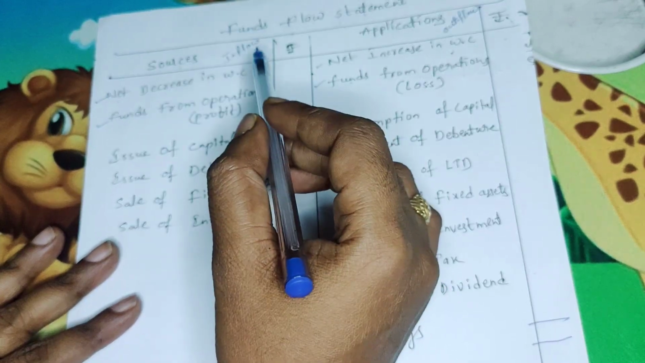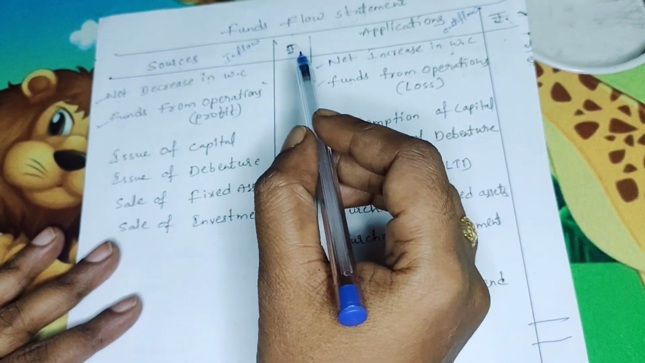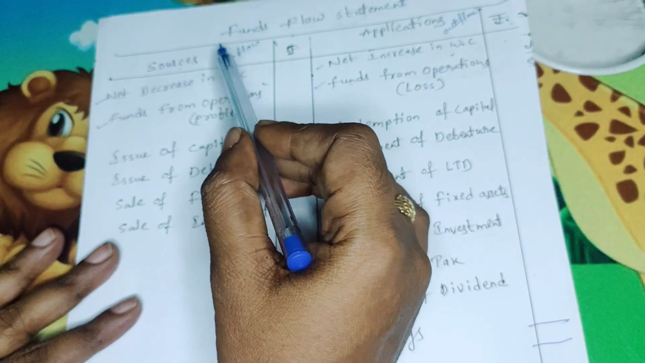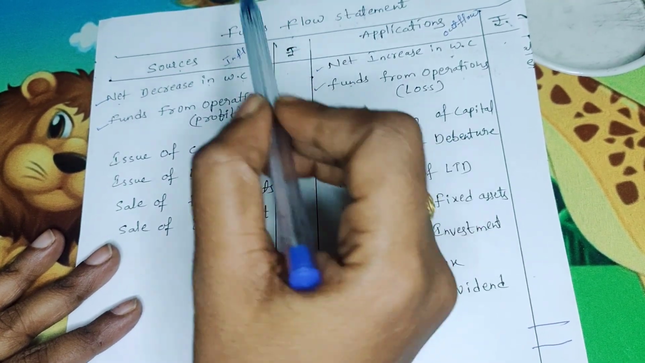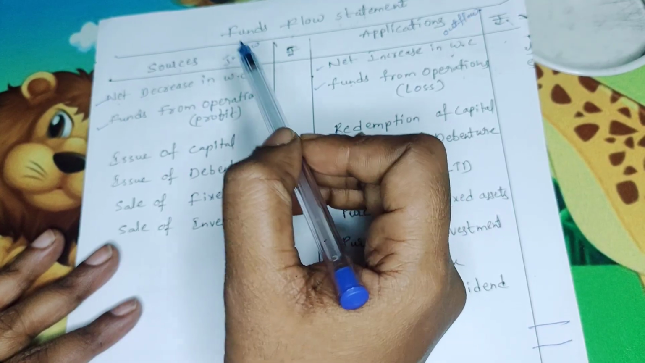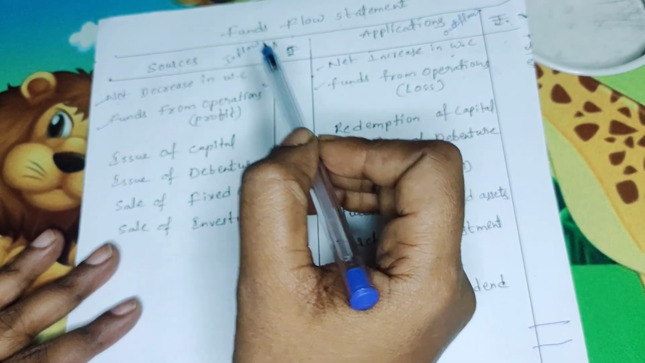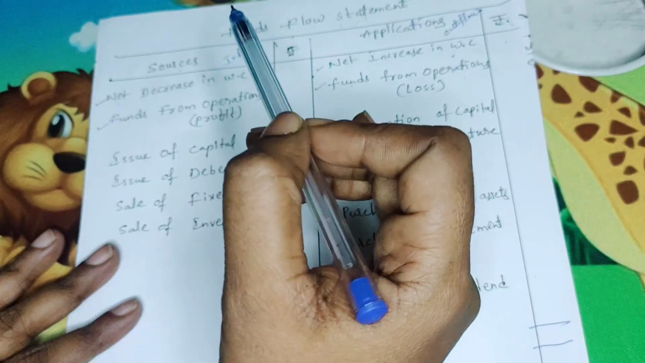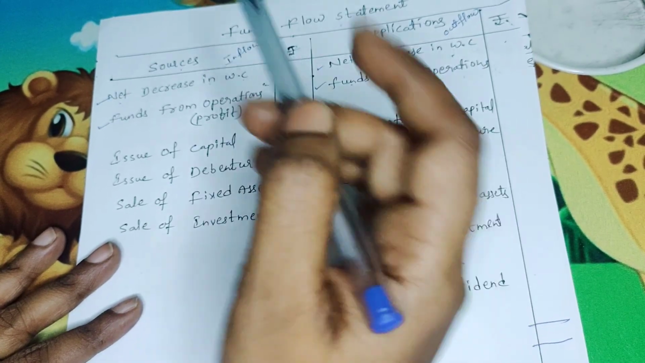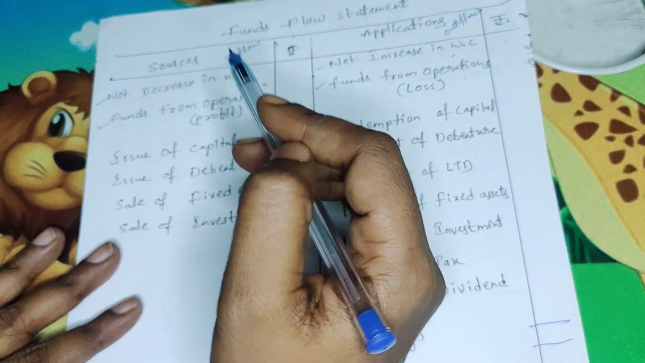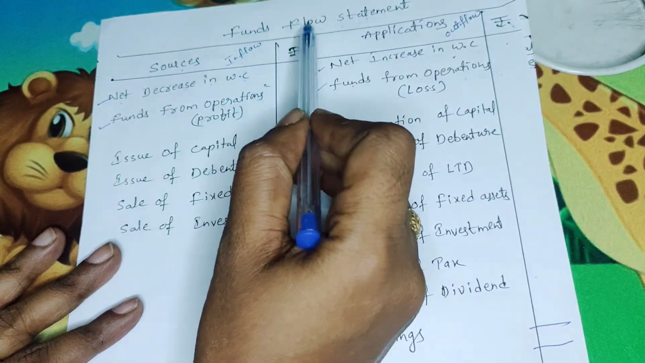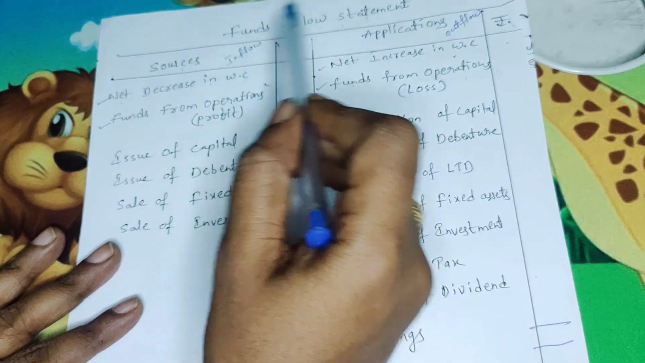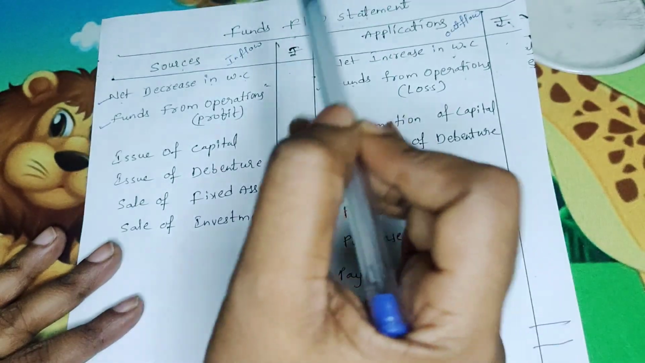This is the third statement of funds flow analysis. That is nothing but the funds flow statement. If you want to prepare an essay question in the funds flow analysis, you need to prepare three statements. One is changes in working capital, second one is funds from operations, and third one is the funds flow statement. So it is also called sources and applications.